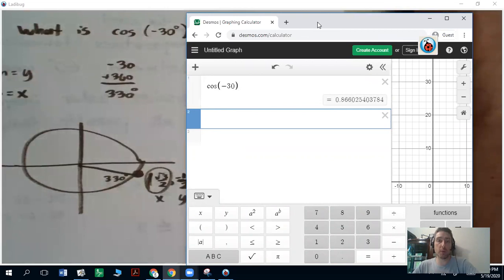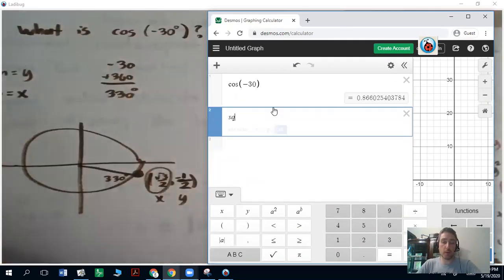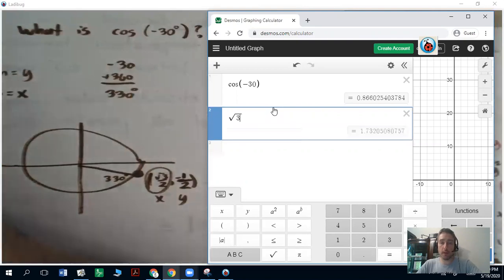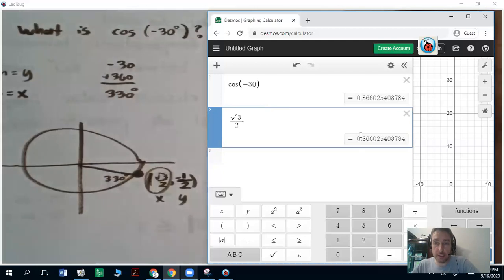But if you have a multiple choice answer, you can then type in the square root, SQRT, of 3. Now right arrow out of that and do divided by 2, and you can see it's 0.866025. So the cosine of negative 30 is the square root of 3 over 2.